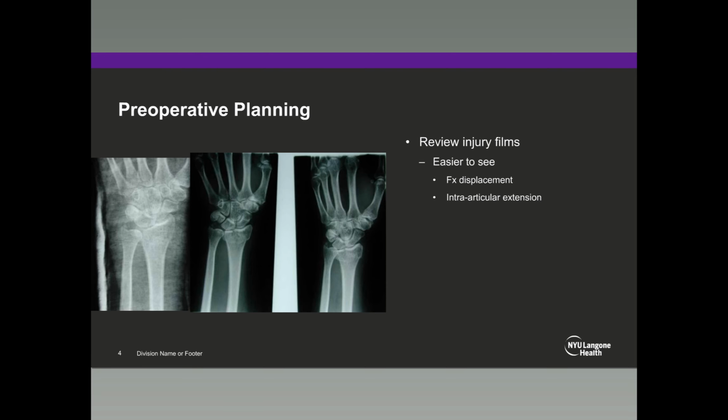Now, when we get into reviewing some of our injury films, I do like to focus on the injury films. Don't look at just the post-reduction films, because a good reduction can almost obscure the fracture lines, and it's very difficult to figure out what's going on. You may think that you need a CT scan to really see what's going on. The reality is that the injury films are, the majority of the time, very descriptive, and you can see fracture displacement very well, and you can see intra-articular extension very well.